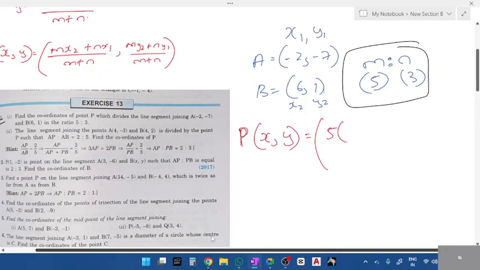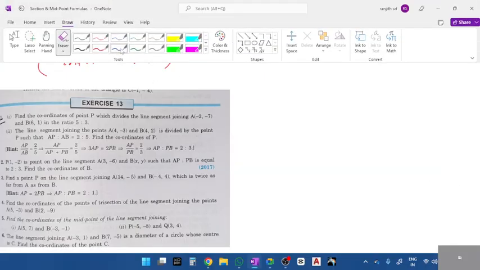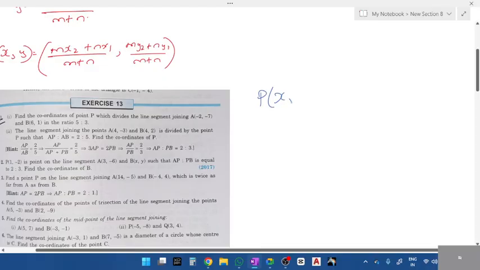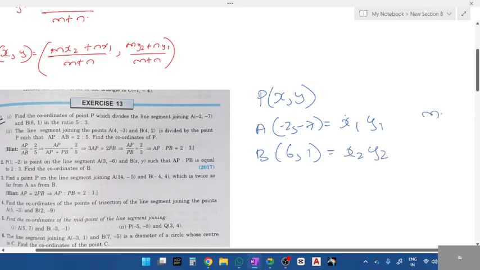I've written the formula there. And one more thing, in exam this is what you have to write. Write it step by step. P of X comma Y is what we need to find. A (-2, -7) is equals to x1 y1. B is equals to (6, 1), that is equals to x2 y2. M is to N is equals to 5 is to 3. Write all this data that is given, like we used to write for banking. Like that, even for geometry, you have to write the data. After that, write the formula. This is what you have to find. So P of x comma y is equals to, write the formula.